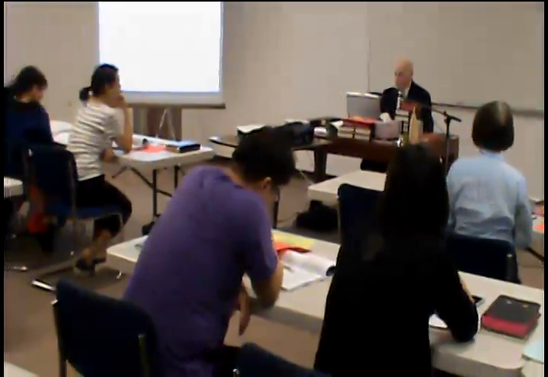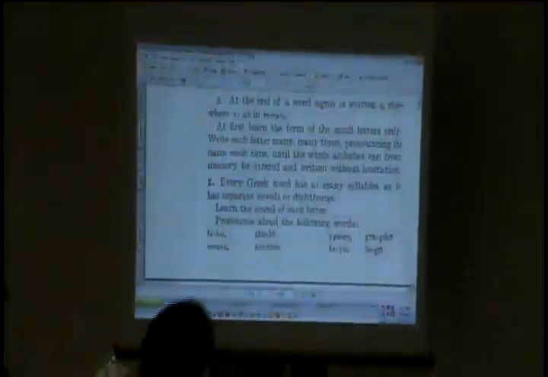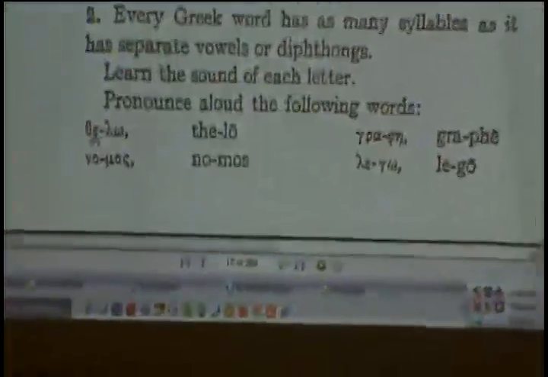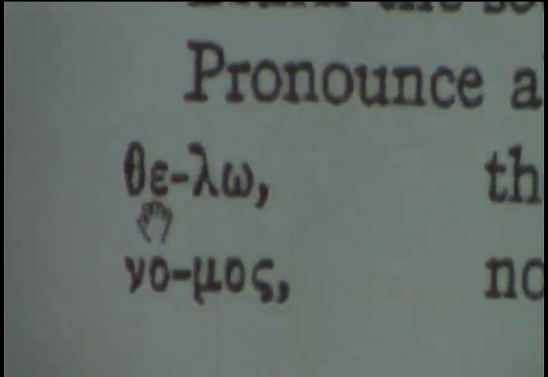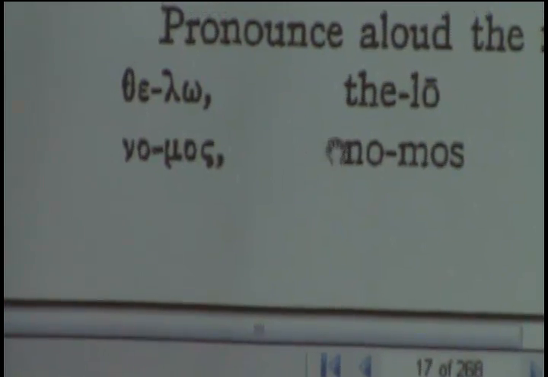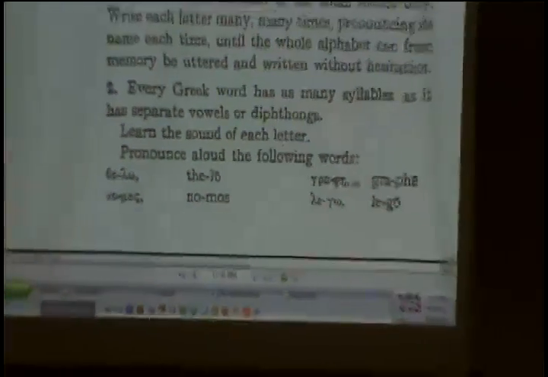Now the alphabet. Very important, that alphabet. This is the alphabet. Notice the alphabet here before we leave that first page. We're supposed to pronounce aloud these words. This is thelo, I wish. Theta, along with thelo. This one is nomos. See the N and the M? Nomos. This is the law. This is the word grapho. Excuse me, graphe.